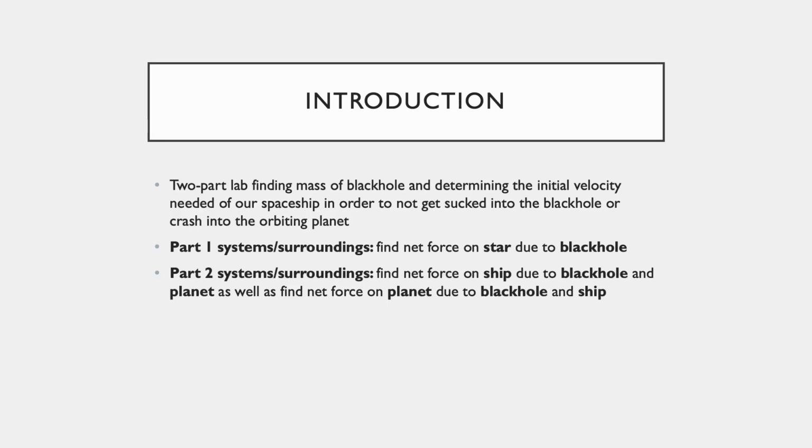The introduction will examine the purposes of the lab and the different equations and fundamental principles used in this lab. It is important to note that the system is defined as the object that the net forces are acting on. In part 1, the star is the system, as the black hole is acting as the surroundings. In part 2, we are trying to find the net forces acting on both the planet and spaceship, which will allow us to see the trajectory of these two systems, which will then allow us to estimate the initial velocity on the spaceship so that the spaceship does not crash or get sucked into the black hole.